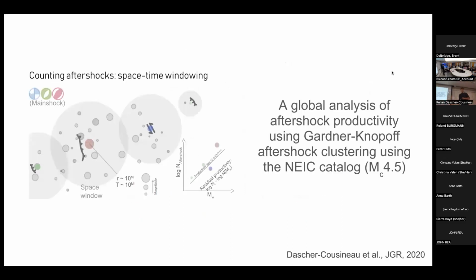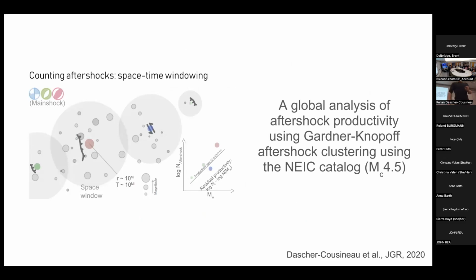Early on in my PhD, I set out to do a global analysis of aftershock productivity, using a simple Gardner-Knopoff aftershock clustering approach. This is a crude approach where we go around and look at the biggest earthquakes around the world, determine a volume that scales with the size of the event, and count the aftershocks. We do this for every single large earthquake in the NEIC catalog with a catalog completeness of 4.